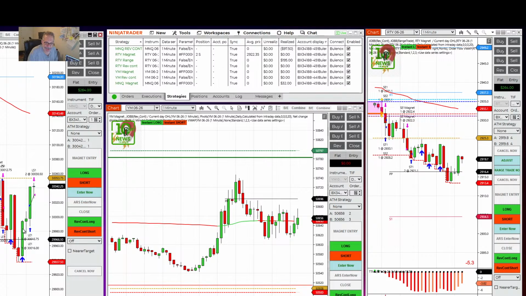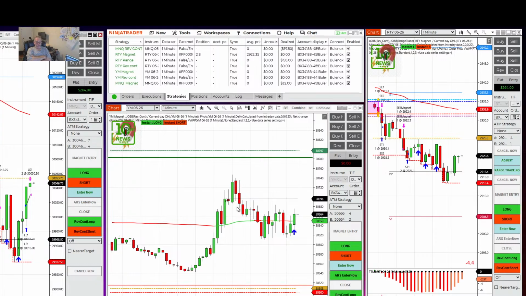Big, big swinging candles, right? Looks like the MNQ might be pushing up now, finally. See, that signal is not our signal. It's just where the trade executed. That's what that signal is saying. That little tiny arrow is not our signal.